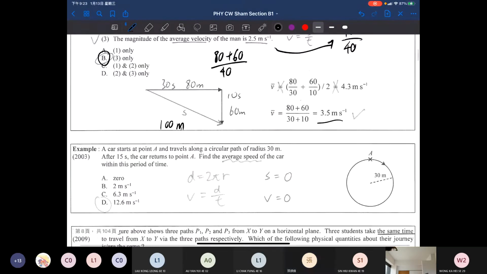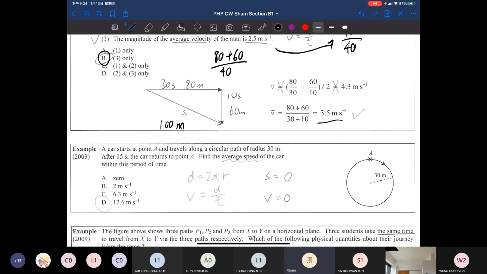A car starts at point A and travels along a circular path of radius 30 meters. After 15 seconds, the car returns to point A. Find the average speed of the car within this period of time. It takes 15 seconds to complete 1 circle, so the distance traveled is 2 pi r, and the average speed is 2 pi r over 15 seconds.